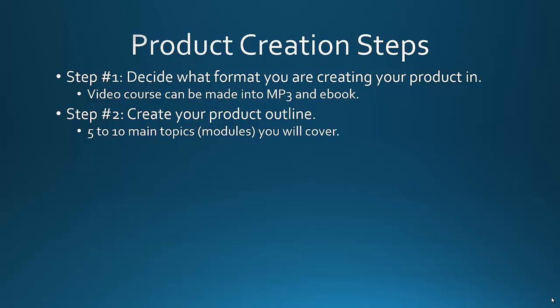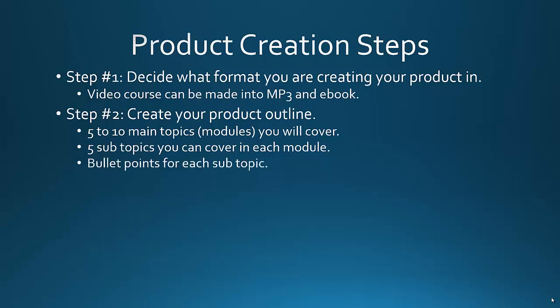You could also create your product outline. That would be step number two. You want to create your product outline. You want to have 5 to 10 main topics or modules that you will cover. These are the basics of product creation. So 5 to 10 main topics or modules that you're going to cover, 5 subtopics that you can cover within each module, and a bullet point for each subtopic so you know what you're going to talk about for each one of those subtopics.